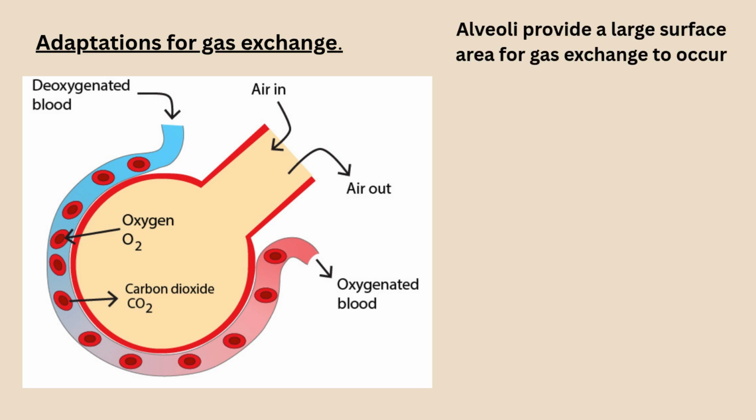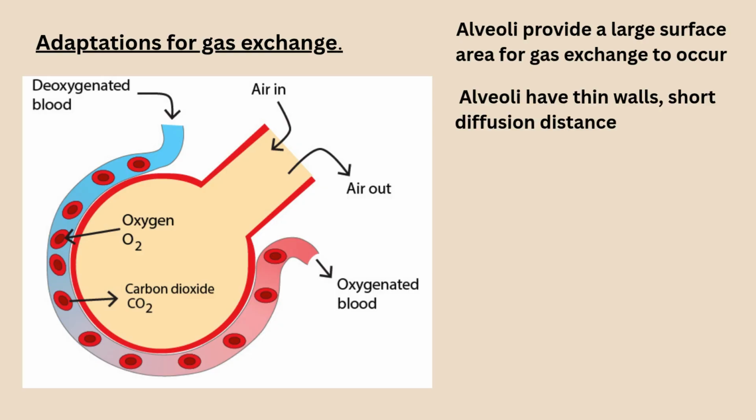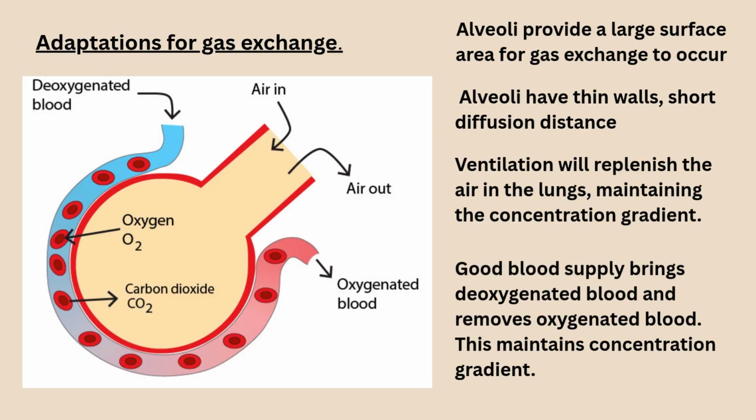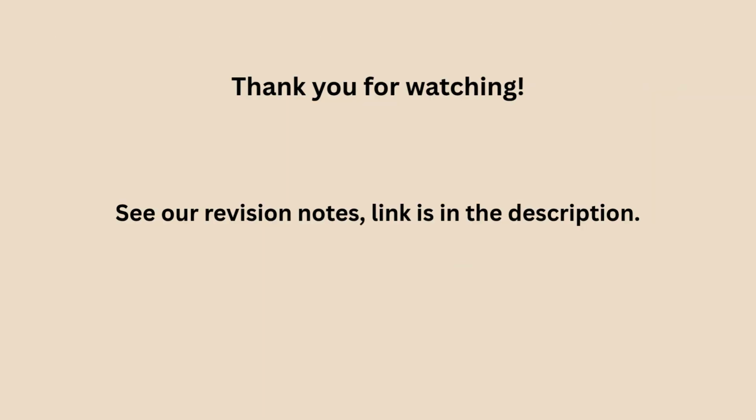The alveoli are adapted for gas exchange. They provide a large surface area for gas exchange to occur. The alveoli have thin walls, so there is a short diffusion distance. Ventilation will replenish the air in the lungs, so that helps to maintain the concentration gradient. There is a good blood supply, so this brings deoxygenated blood and removes the oxygenated blood, so this maintains the concentration gradient.